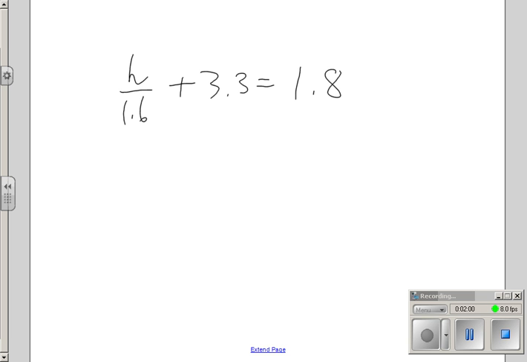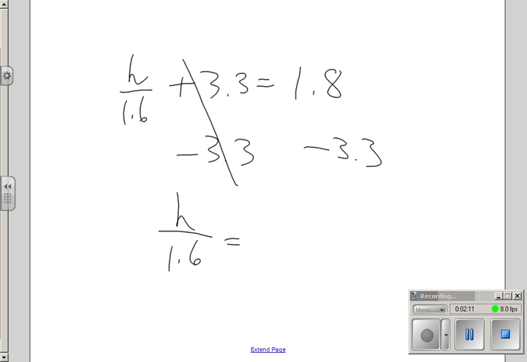All right, welcome back. Hopefully the first thing you did was eliminate your constant by applying opposite operation to both sides. I end up with h over 1.6 is equal to, well, 1.8 positives, 3.3 negatives. What do I have more of? Well, I could actually do it in my head if I wanted, so it's like negative 1.5 if I wanted to do it in my head.